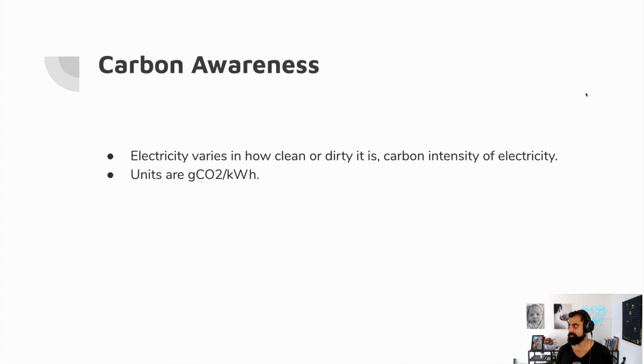The global average in 2019, I don't have the global average for years since, I just memorized the global average in 2019, was 519 grams of carbon per kilowatt hour. So that's about half a kilo. And the way to imagine that is just imagine half a kilo of soot ash in your hands.